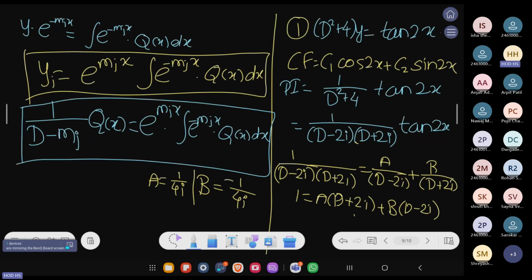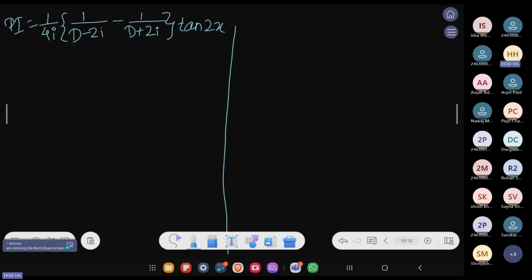Okay. Now I'll again focus on the smaller version of the problem. This one. Consider 1 upon D minus 2i of tan 2x. This is the smaller version, right? Ignore that 1 upon 4i for a while. So 1 upon D minus 2i of tan 2x can be evaluated, using the previous formula, this bigger one.